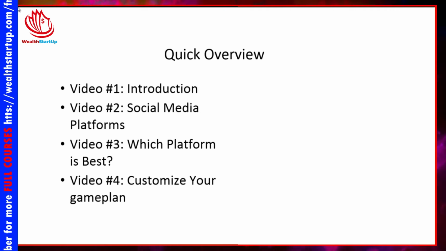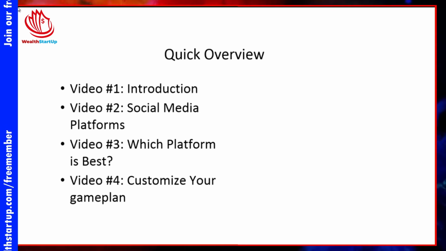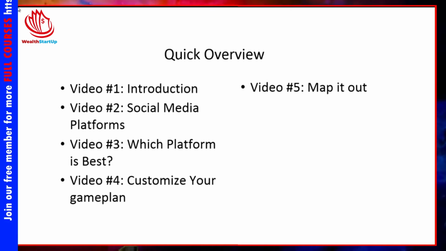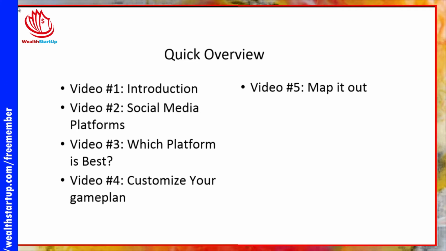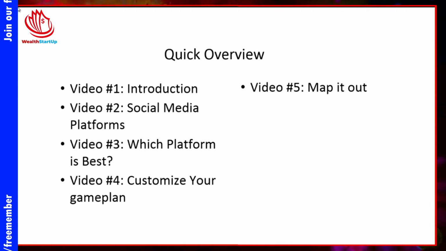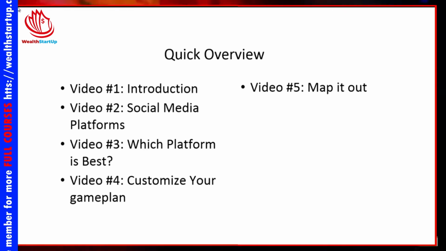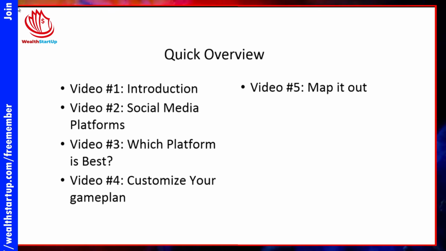Video number 4, we'll take all that information and show you how to customize your game plan. Once you've customized it, then in video number 5, we'll talk about how you can map it out. What we're going to do in that video is to visualize by mapping it out so that you can see what you need to do in order to automate the process. In order to figure out how to do automation, you need to have a map.